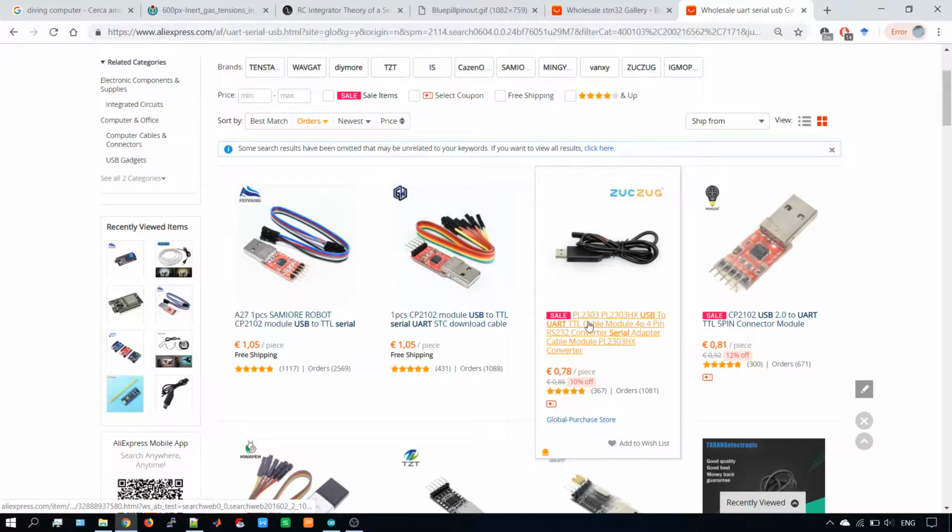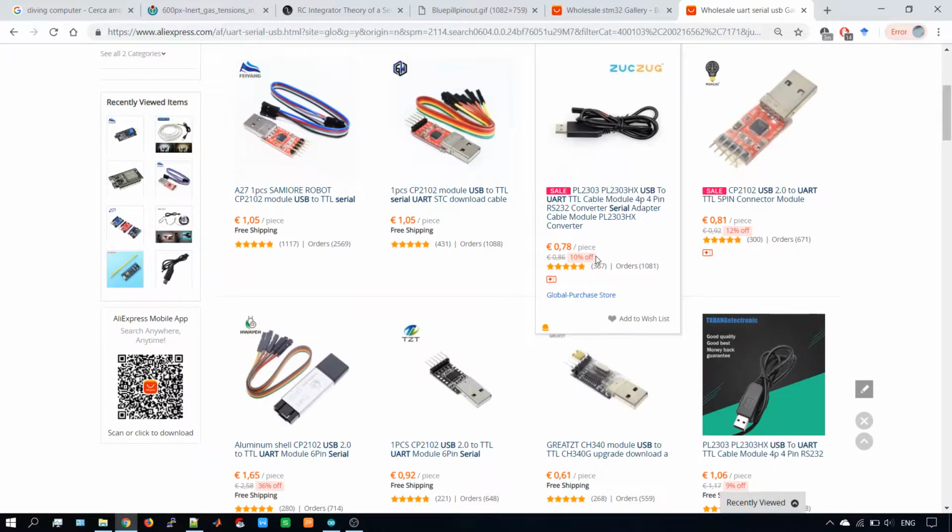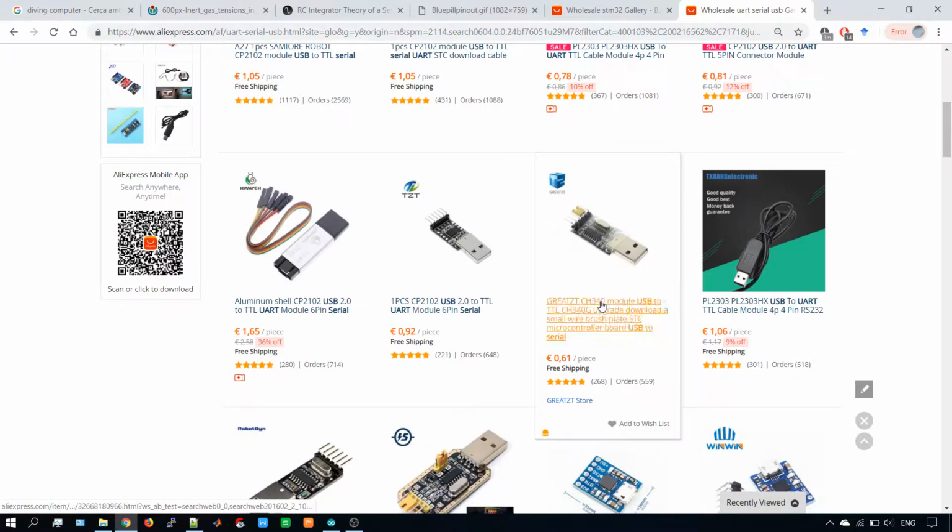I have this one here, the PL2303, which is not very convenient because the latest drivers don't work anymore for this chip. So you need to look for the good ones on the internet. I propose that if you get one, you get something with a CH340 chip, which is the same chip as the serial adapter of the Arduino.